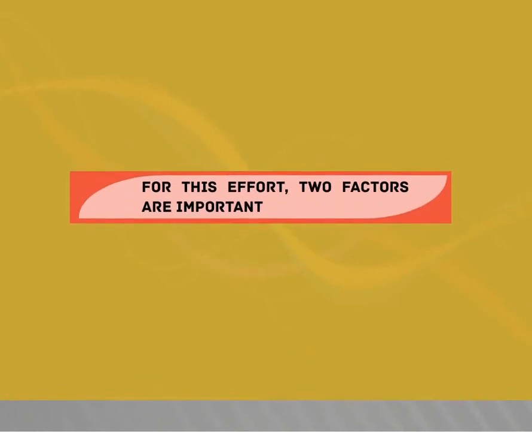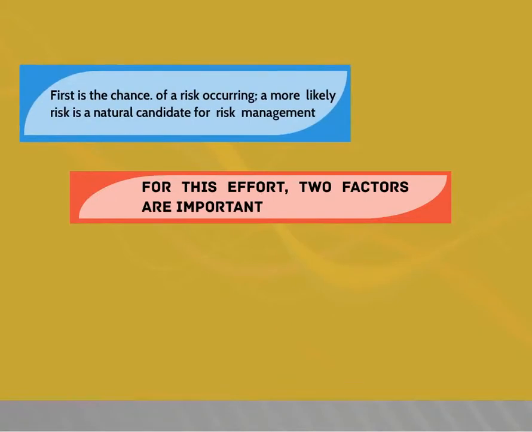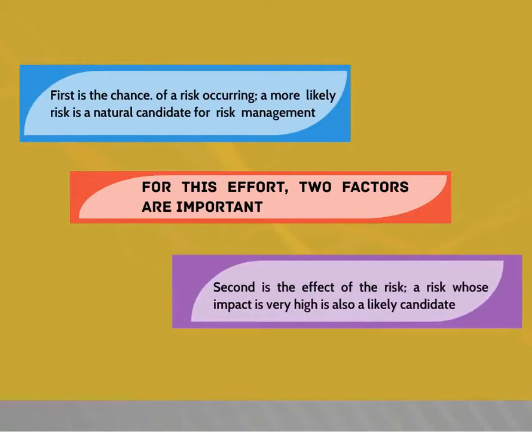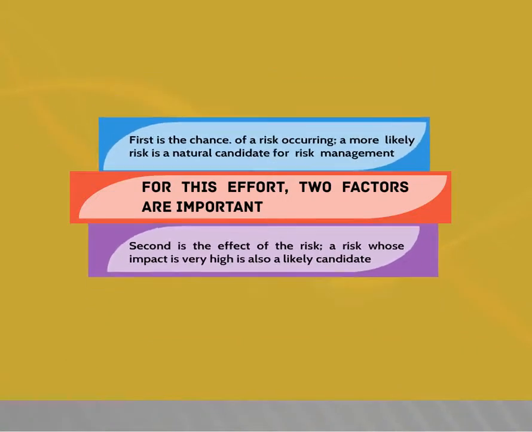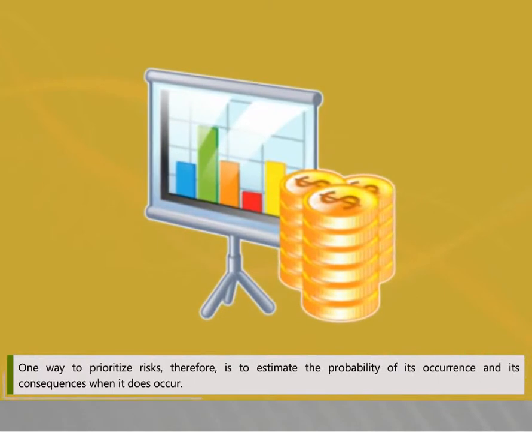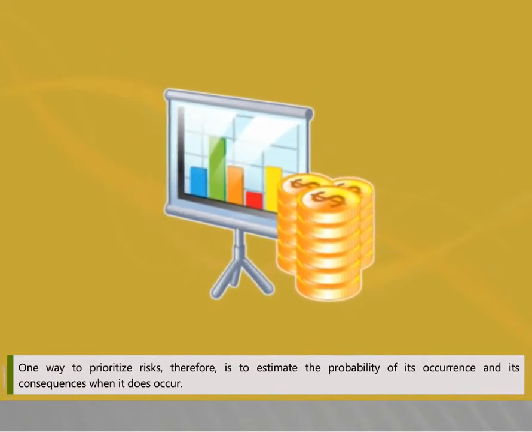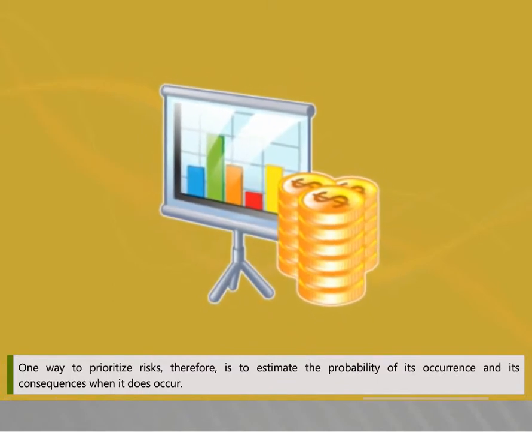For this effort, two factors are important. First is the chance of a risk occurring. A more likely risk is a natural candidate for risk management. Second is the effect of the risk. A risk whose impact is very high is also a likely candidate. One way to prioritize risks, therefore, is to estimate the probability of its occurrence and its consequences when it does occur.